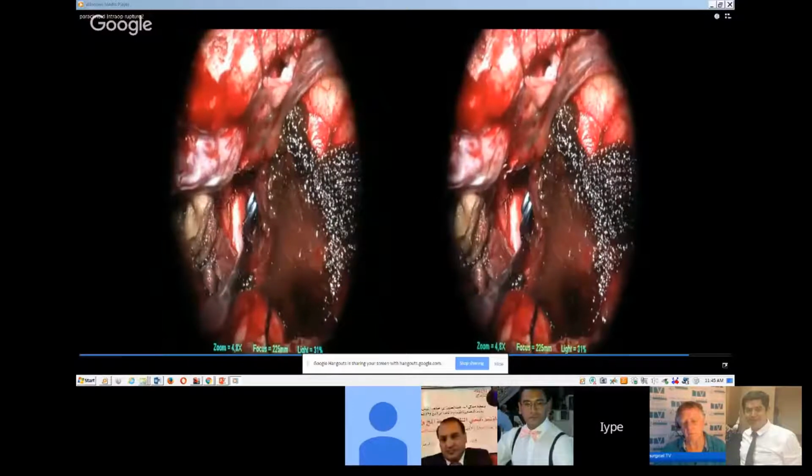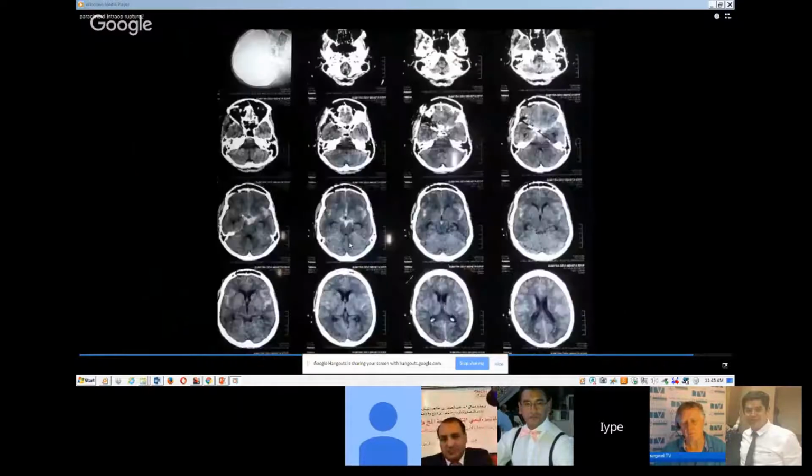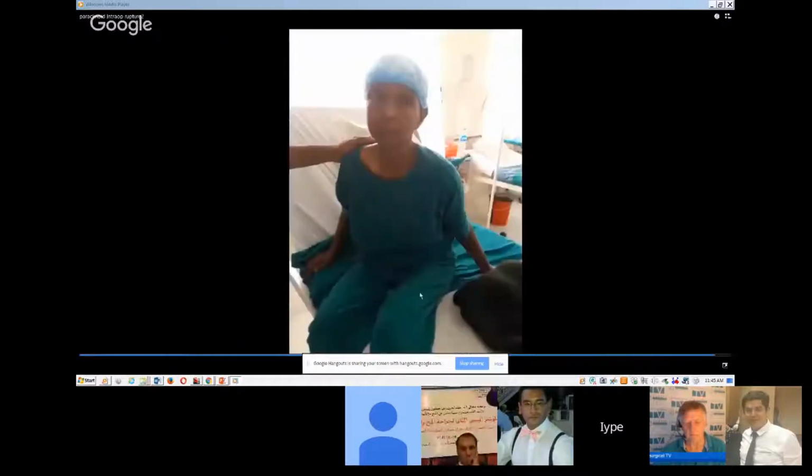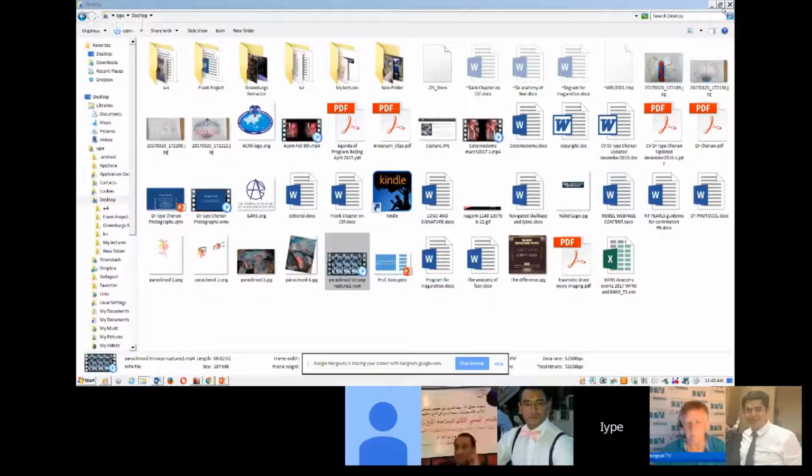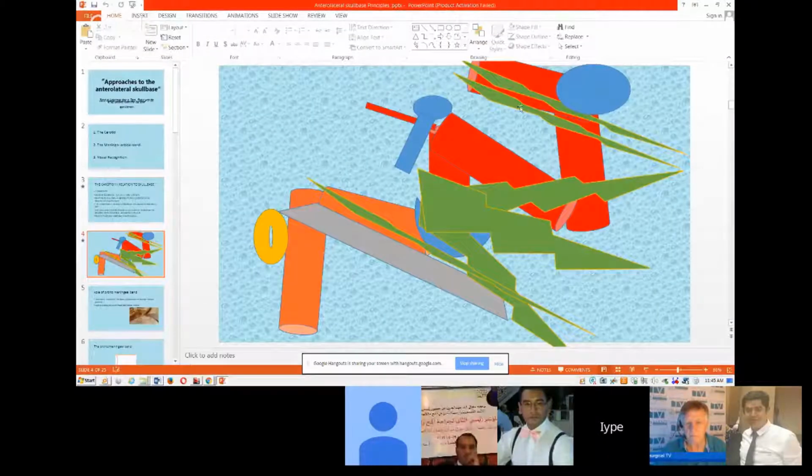You will see in the post-op CT that one of the legs of the clip is almost in the cavernous sinus, but the third nerve is completely okay. This is the patient after surgery. So that aneurysm was here, and the neck was here, so we could remodel it, and then we could clip it here.